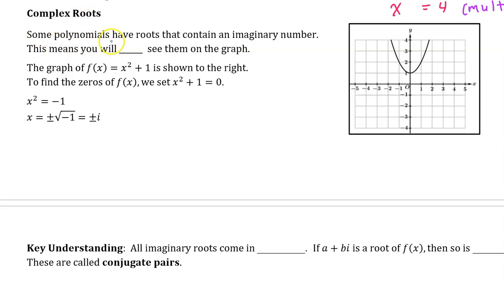Complex roots. Some polynomials have roots that contain an imaginary number. We talked about this earlier in the video. This means that you will not see them on the graph. There will be no x-intercepts if the root or 0 is an imaginary number. The graph of f of x equals x squared plus 1 is shown to the right. To find the zeros of f of x, we would set x squared plus 1 equal to 0 and solve. This is just like what I showed you at the beginning of the video.